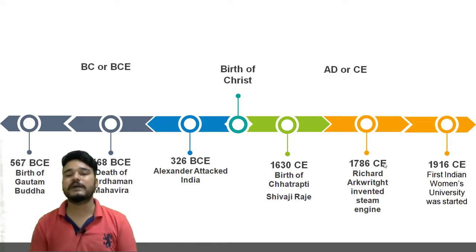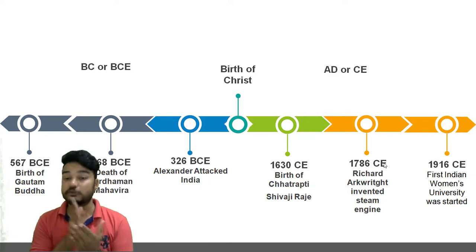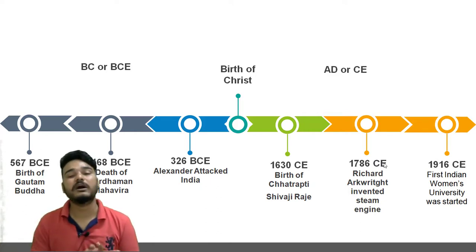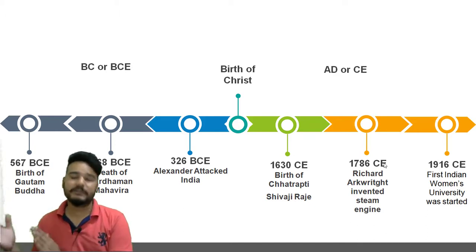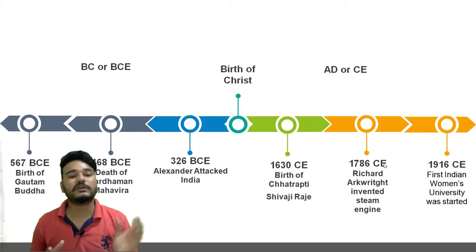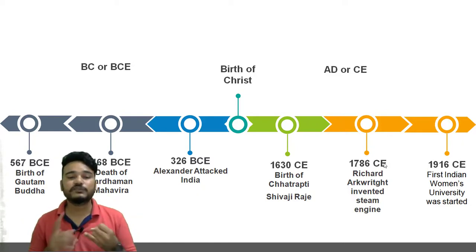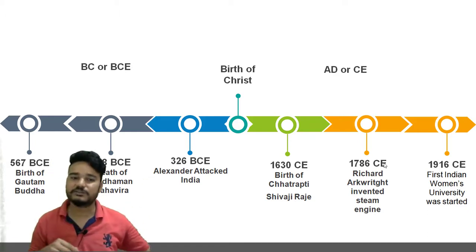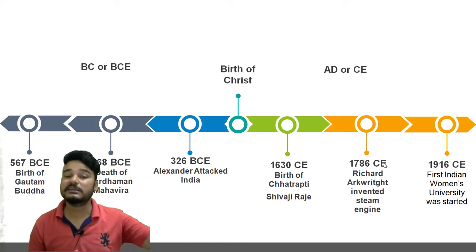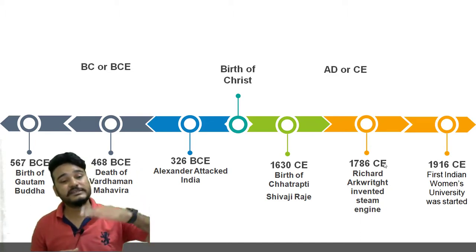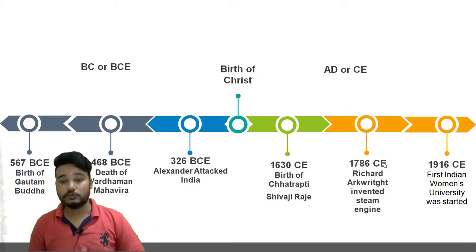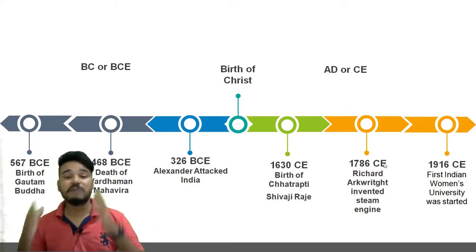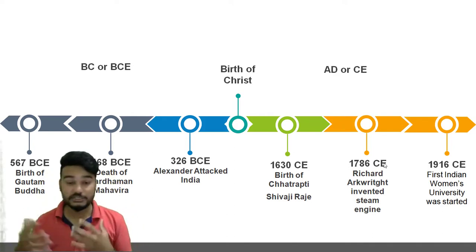So here we have prepared one timeline. In the center, that is 0. Then 1 AD will be the birth of Christ, and on the right side we will have our CE years, that is Anno Domini or Common Era, and on the left side we have before Christ or before Christian era. So 326 will come to the left side first, which is 326 BC, Alexander attacked India. Then 468 BC, death of Vardhaman Mahavira, and then 567 BC, birth of Gautam Buddha. To the right we have 1630 CE, birth of Chhatrapati Shivaji Maharaj.